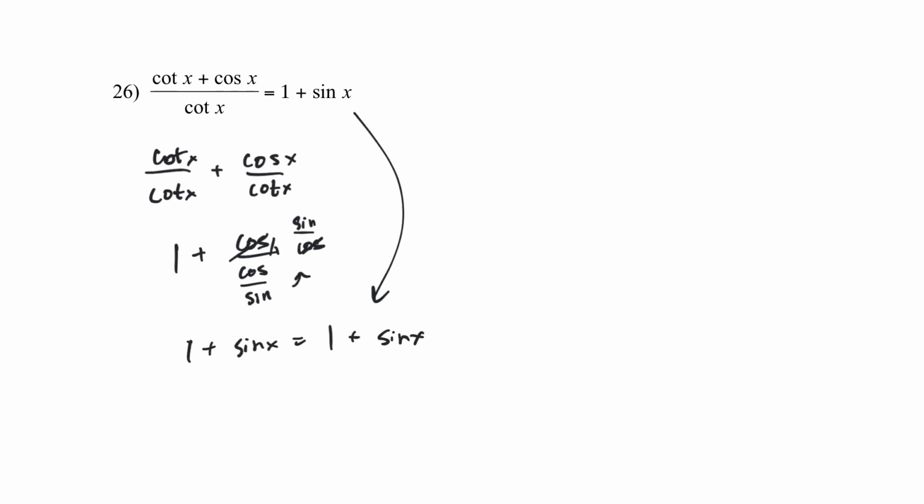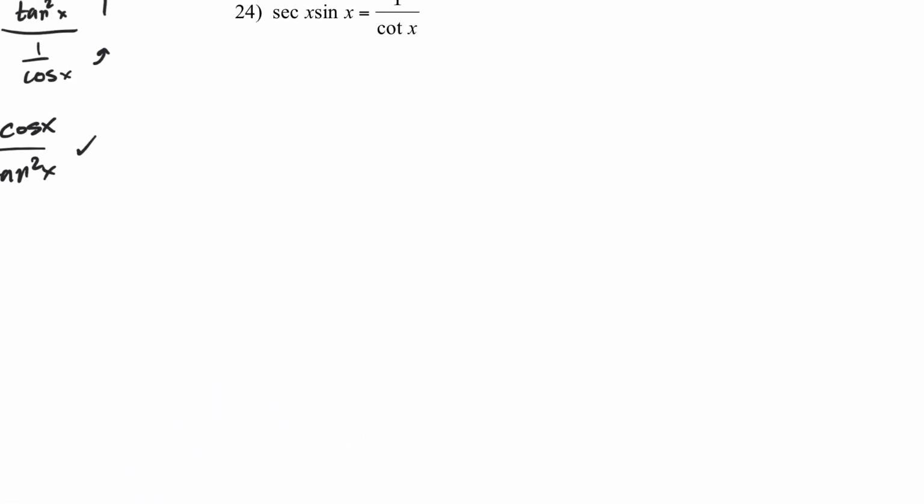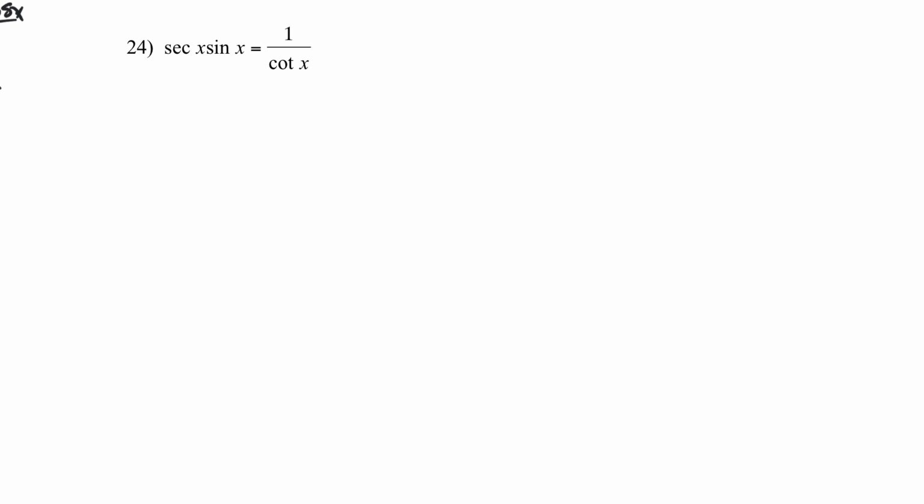Okay, the next one is 24 that's been requested. Number 24, secant times sine is equal to 1 over cotangent. Here again, there's not a lot that we have to do to make this happen. Which side do you want to work on?